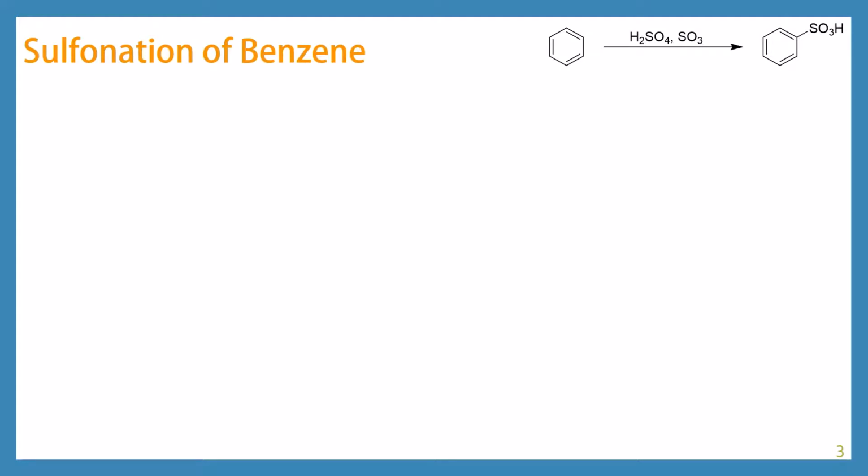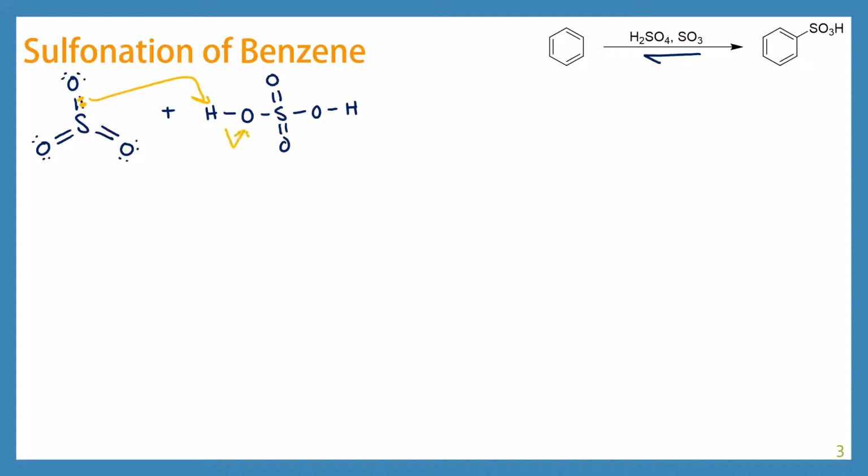In our next reaction, we have the sulfonation of benzene. This reaction uses sulfuric acid and sulfur trioxide, and it is actually reversible in the correct conditions. So we have our starting materials of sulfur trioxide and sulfuric acid. And we're going to see another kind of weird protonation happening here. We're going to use the electrons between one of the oxygens and sulfur to pick up a proton from sulfuric acid.